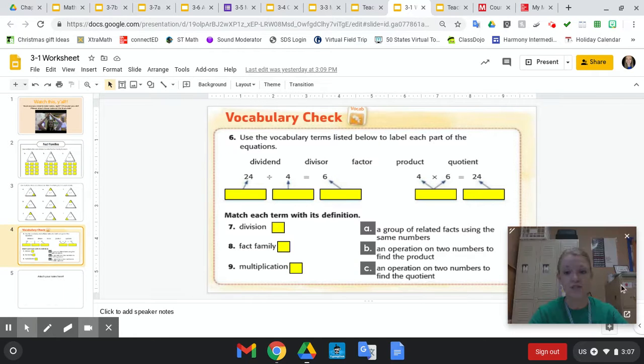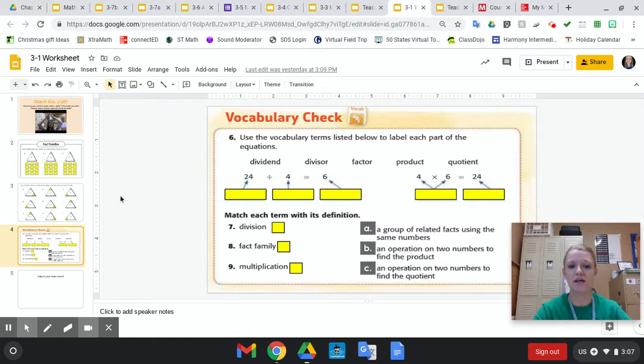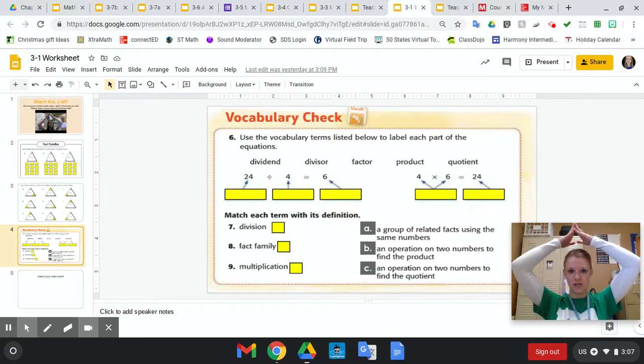And a great way to do that is obviously through song, because how else would we remember things like dividend, divisor, and quotient, such strange names, right? So get your singing voices ready and your arms ready, because we're going to sing.